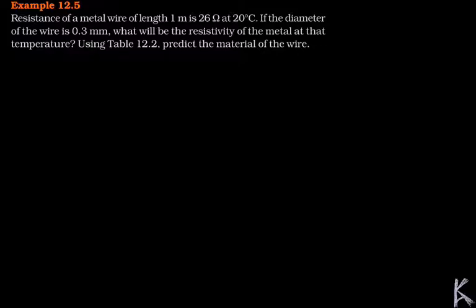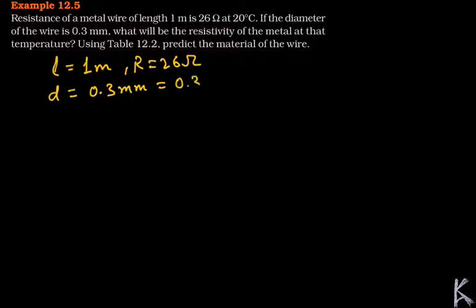Resistance of the metal wire of length 1 meter is 26 ohm at 20 degrees Celsius. If the diameter of the wire is 0.3 mm, you can write it as 0.3 into 10 power minus 3 meter, converting millimeter to meter.